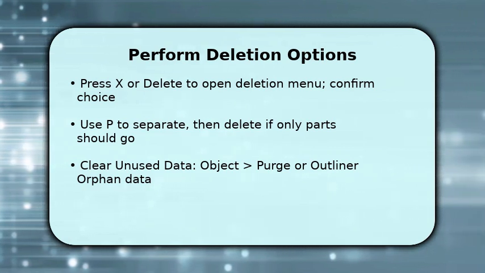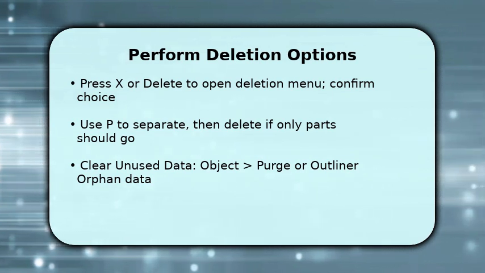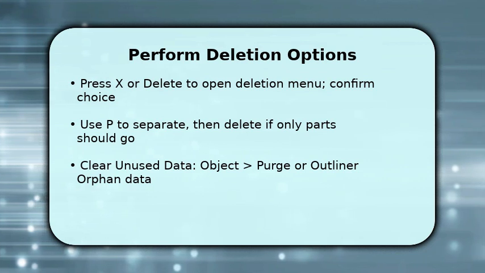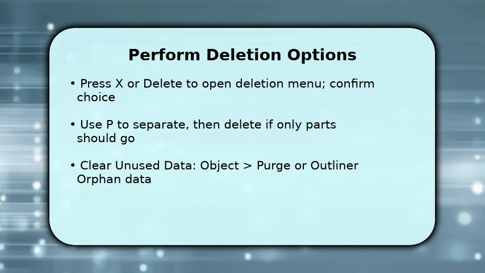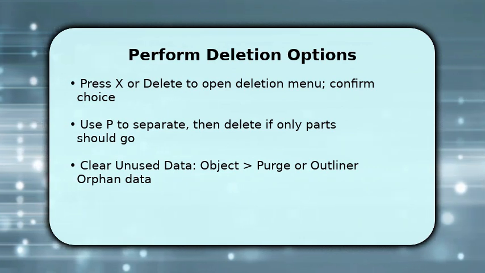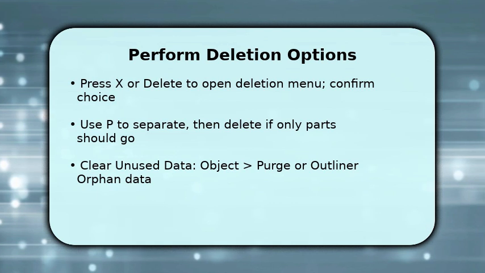If you need to remove part of a mesh, use P to separate selected geometry into a new object, then delete that new object. This keeps the remainder intact. To fully free file size, go to the outliner or File Cleanup and purge orphan data. Blender often keeps mesh data blocks unless explicitly purged.